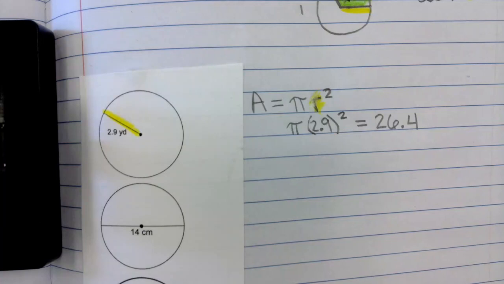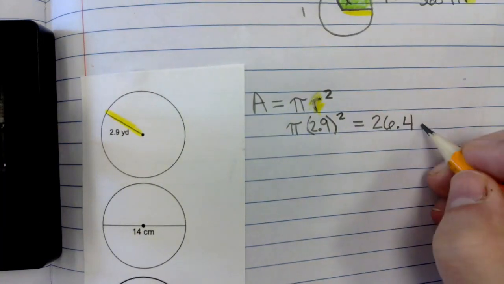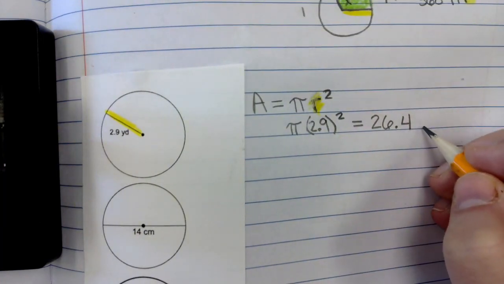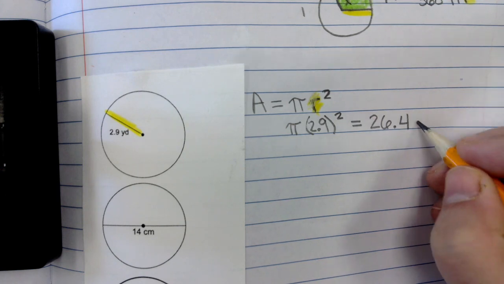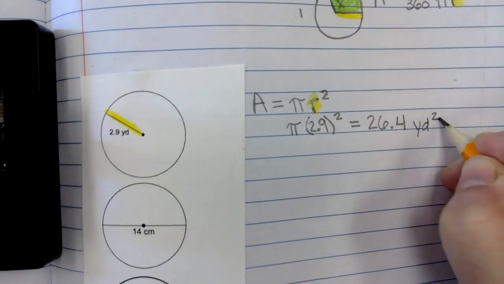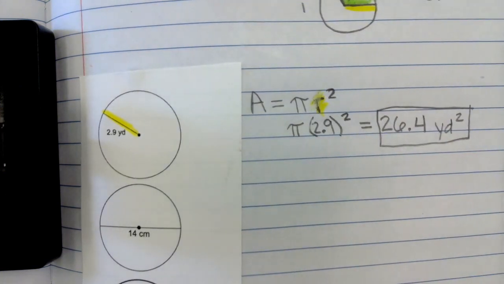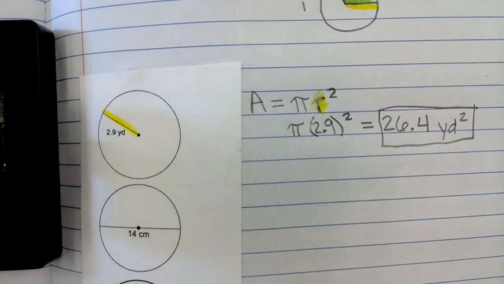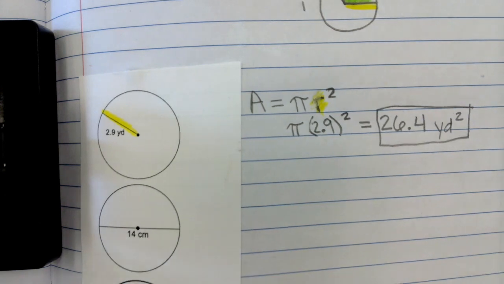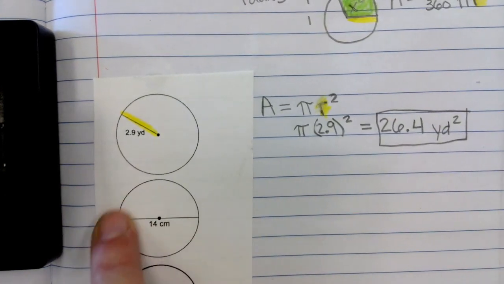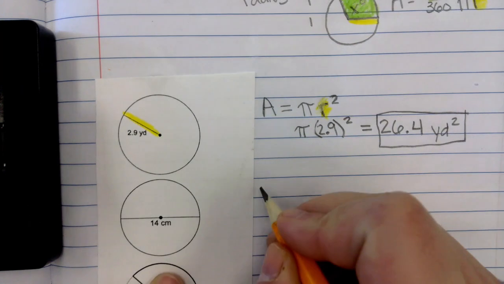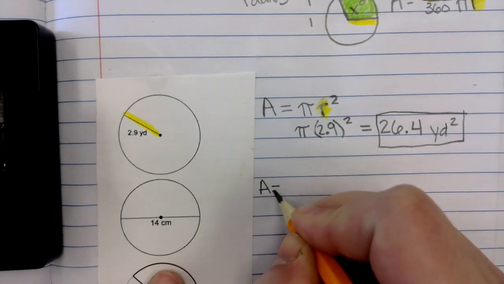All right, number 2. We got this one. Again, our formula for that circle is A equals. Are we finding the whole circle or just part of it? We're actually going to find the whole circle. I know it looks like we're cutting that circle in half, but the whole circle is shown there. So A equals pi r squared. We need to find the radius. That's all we need for this formula.